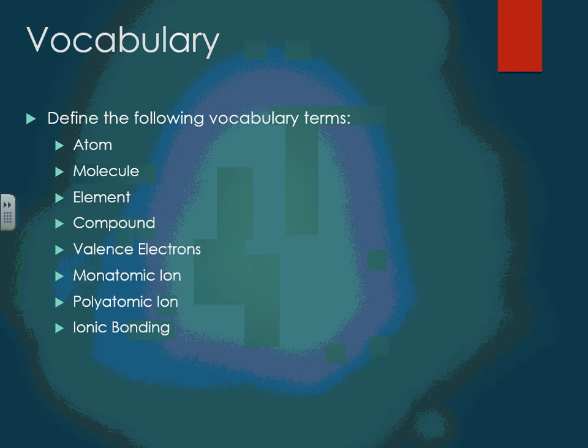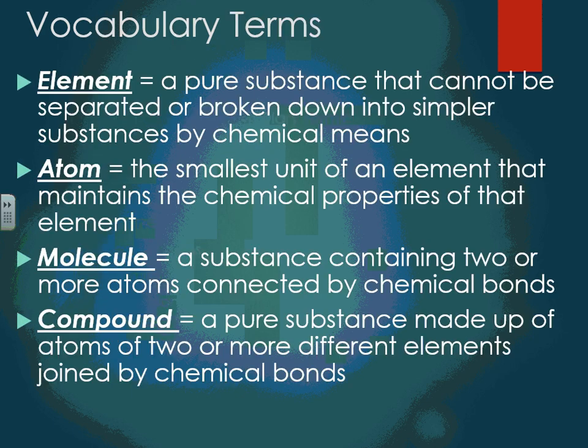So, let's first start off with the first four, and that's going to be about the element, the atom, the molecule, and the compound. Now, an element is basically a pure substance that cannot be separated nor broken down into simpler substances by means of a chemical reaction. Same thing means that you can't break it down. Now, when you look at an atom, it represents the smallest unit of an element that maintains the chemical properties of that element. And then you look at something that's a little bit different called a molecule.